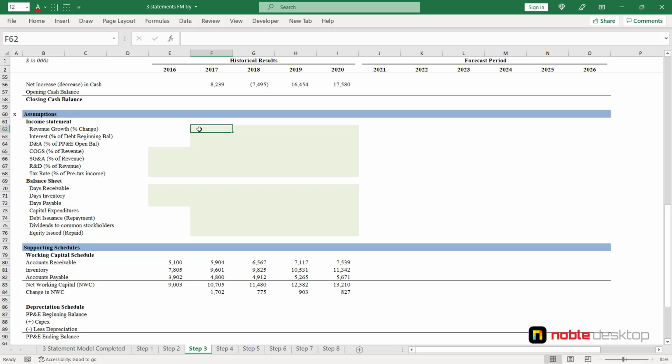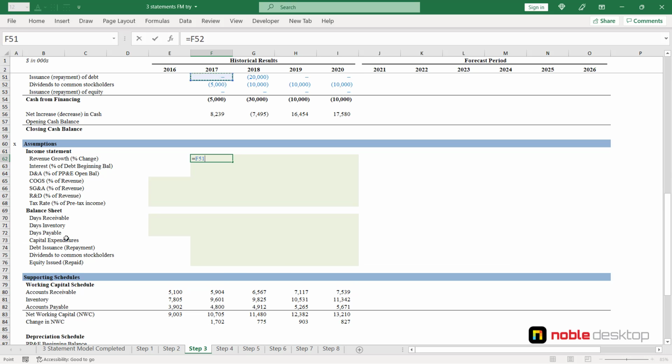So the line items we picked here is revenue growth, interest as a percentage of debt beginning balance, depreciation and amortization as property, plant and equipment opening balance, COGS as a percentage of revenue, selling, general and administrative expenses as a percentage of revenue, research and development as a percentage of revenue, and tax rate. For balance sheet, we will calculate days receivable, days inventory, days payable, capital expenditures, debt issuance repayment, dividends to common stockholders, and equity issued repaid. Let's start with the revenue growth here.